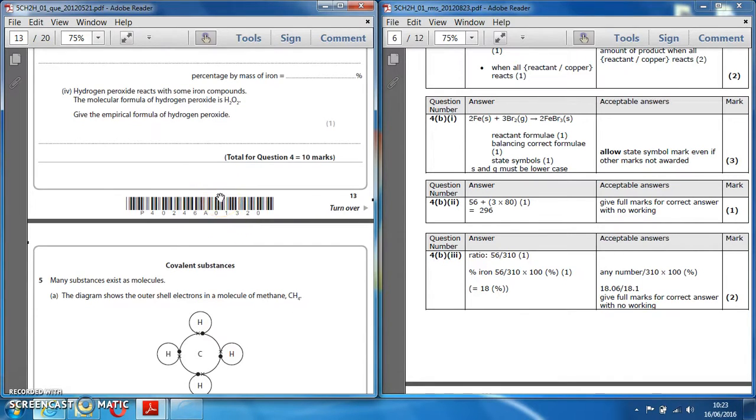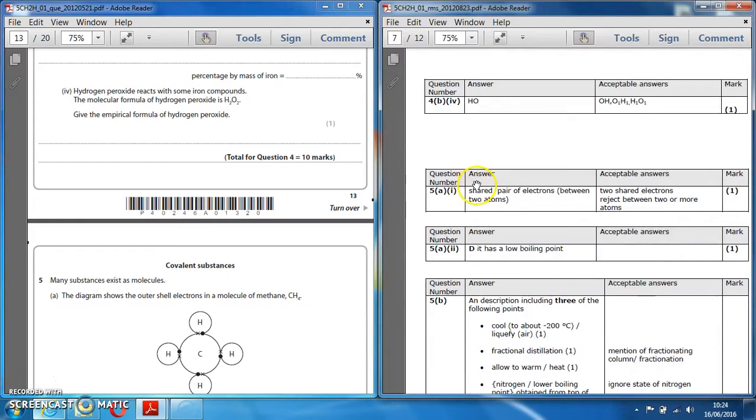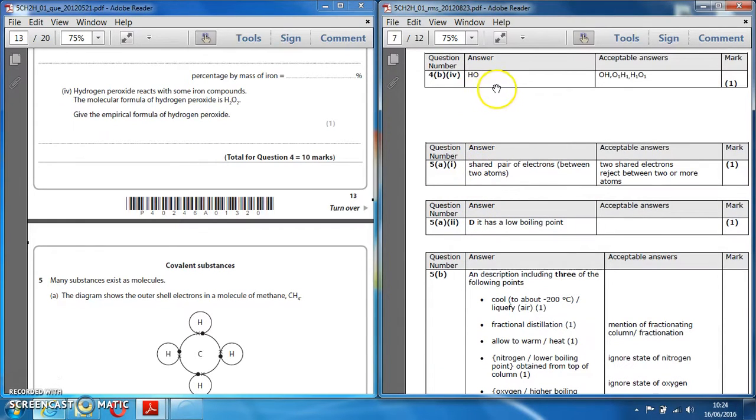Hydrogen peroxide reacts with some iron compounds. It's H2O2. What's its empirical formula? So it's asking you to understand what empirical formula is. That is the simplest ratio. That's a 2:2 ratio. Can we go smaller? Of course we can. We can go down to a 1:1 ratio, which would be HO, or even OH, or O1H1 or H1O1, as long as it's a 1:1 ratio.